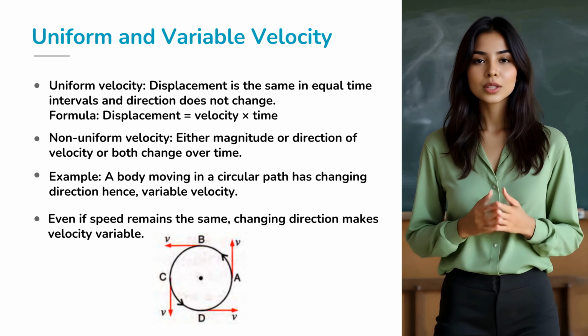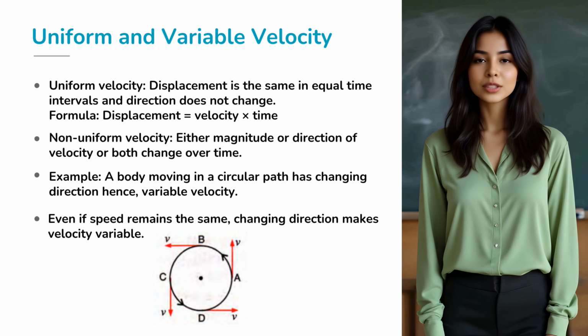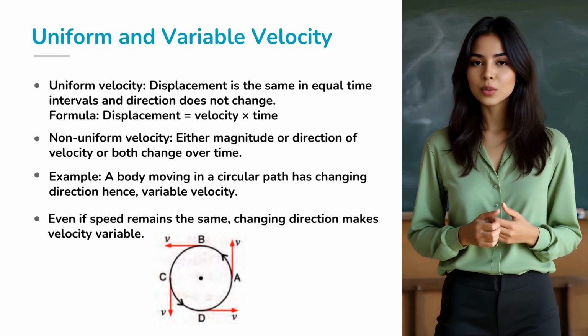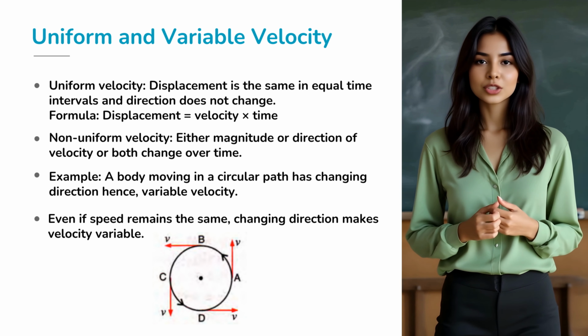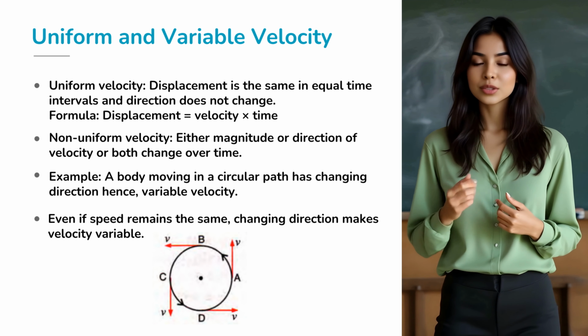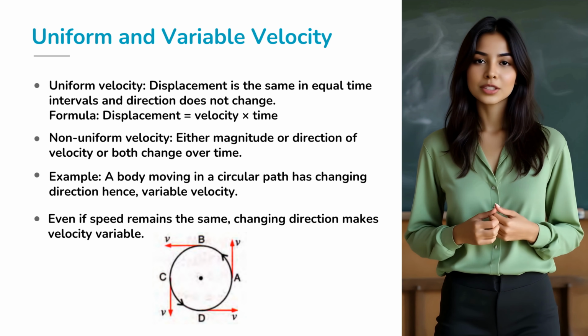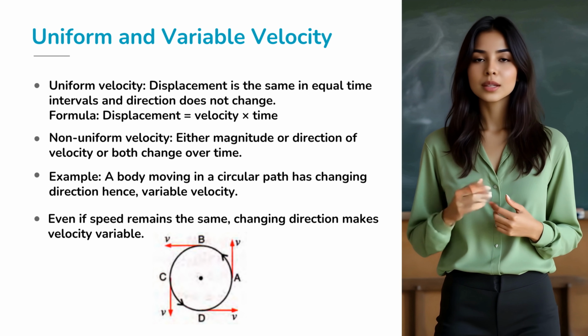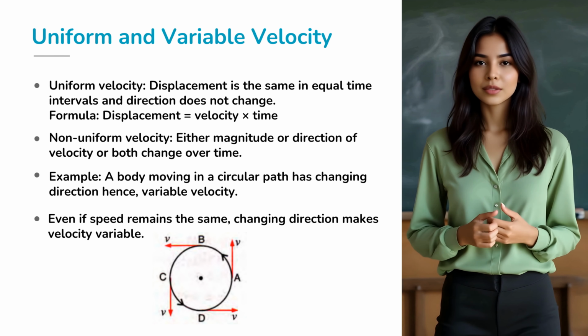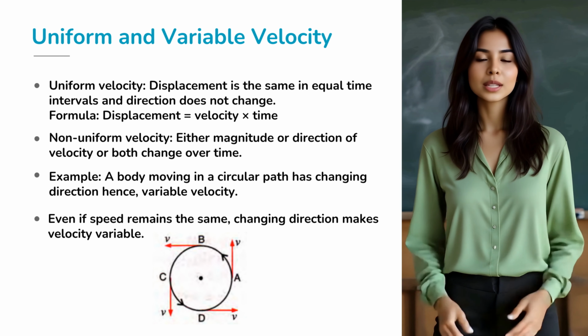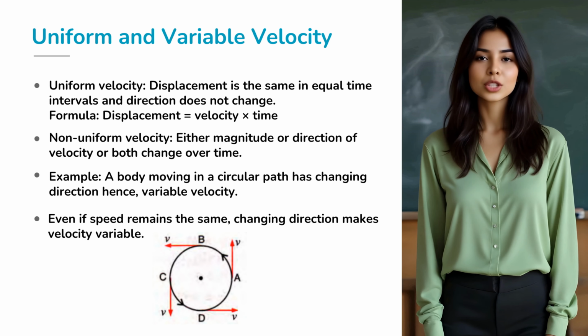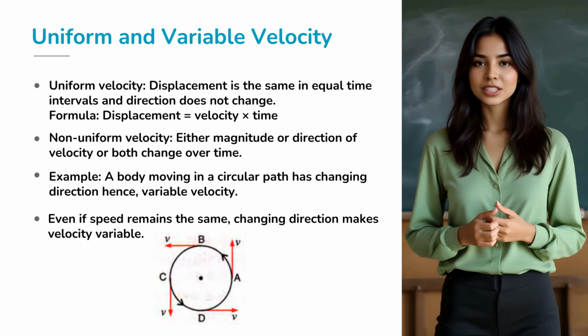Imagine a car turning around a circular track at constant speed. The direction is always changing, so the velocity is changing. So even though the speed remains the same, the velocity is variable because it's a vector and direction matters. This is exactly what happens in circular motion shown in figure 2.5, where at points A, B, C, and D, the direction of the velocity vector changes continuously.